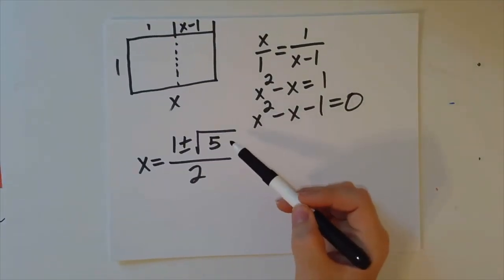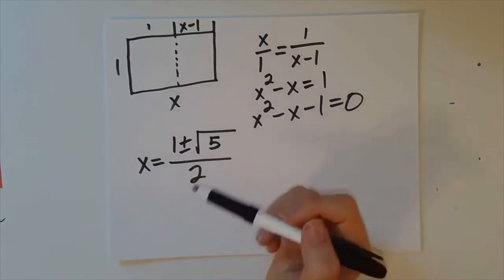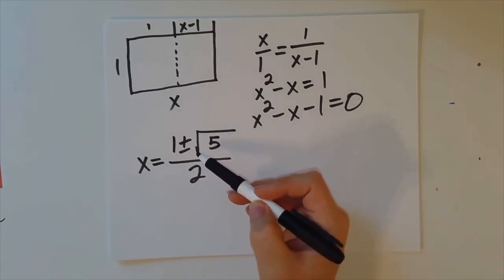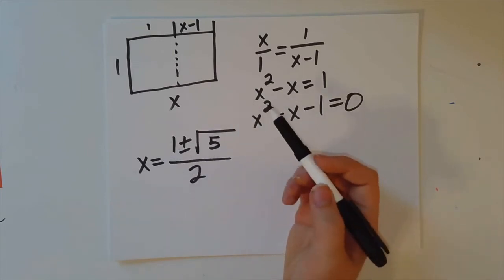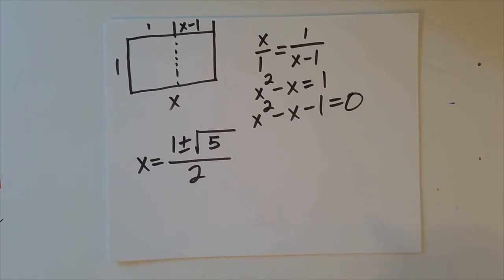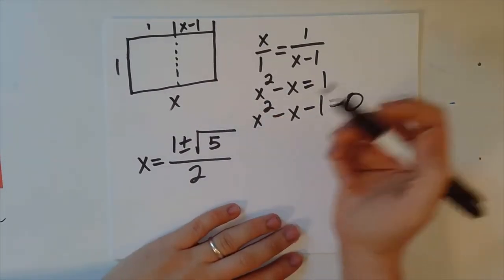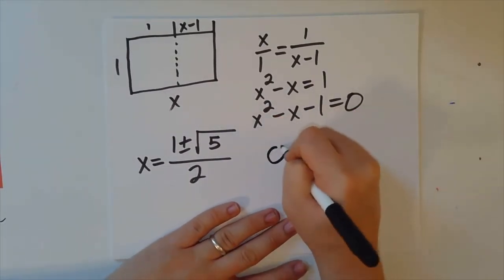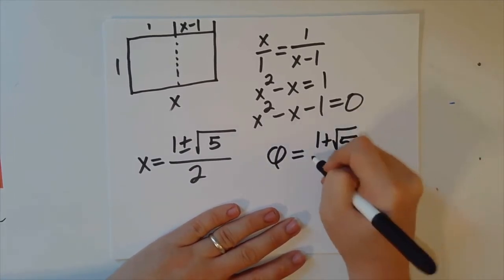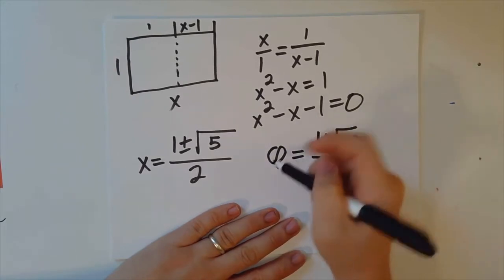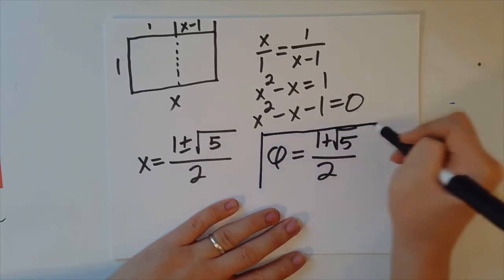Fortunately, this thing I'm trying to find is a length, and one of these two numbers is negative. Namely, the square root of 5 is definitely more than 1, so 1 minus the square root of 5 is negative, so it's definitely not that one. So that means that the x I'm looking for is the positive one, and so in fact, the golden ratio is 1 plus the square root of 5 over 2. Okay, so that is the golden ratio.